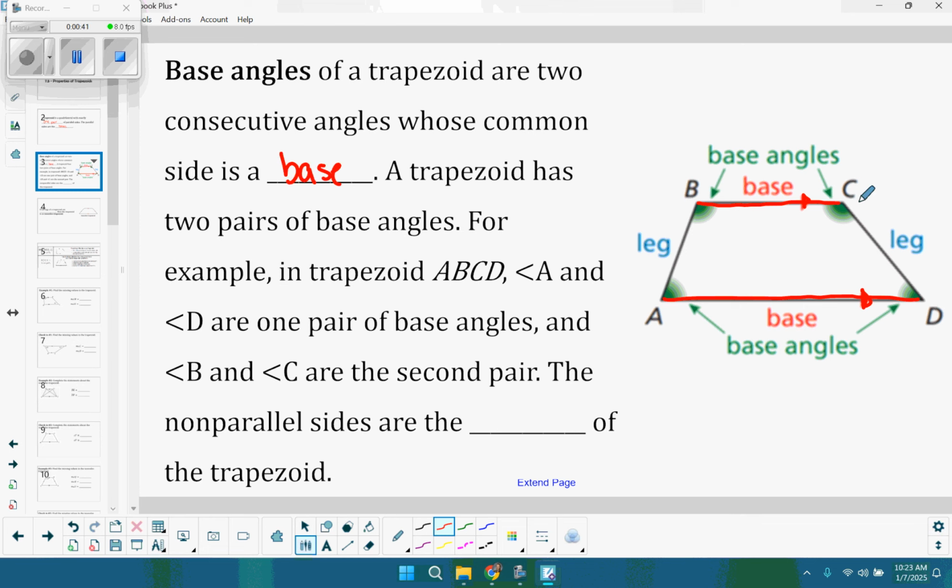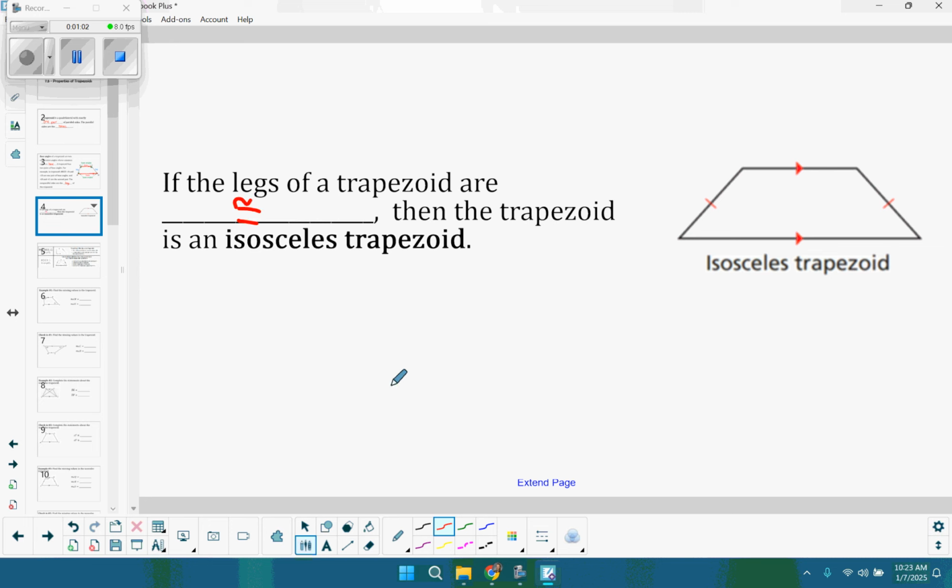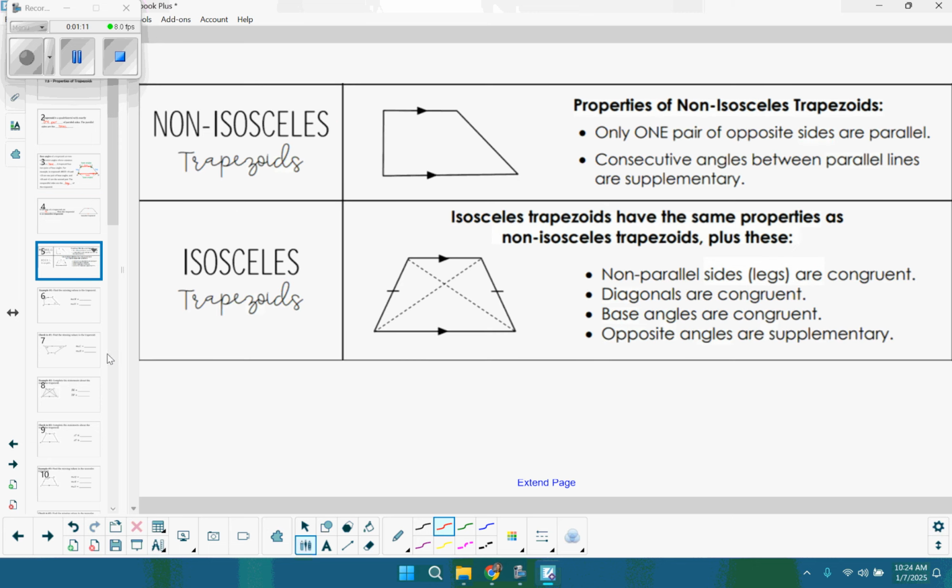If the legs of a trapezoid are congruent, then the trapezoid is an isosceles trapezoid. So just like we had isosceles triangles, we can have isosceles trapezoids. For non-isosceles trapezoids, really all trapezoids, you're going to have one pair of opposite sides that are parallel, and the consecutive angles between parallel lines are supplementary. That means the angles that share a leg are going to be supplementary. So this angle here and this angle here, because they're on the same leg, will add to 180. This one here and this one here would add to 180 because they're on the same leg.